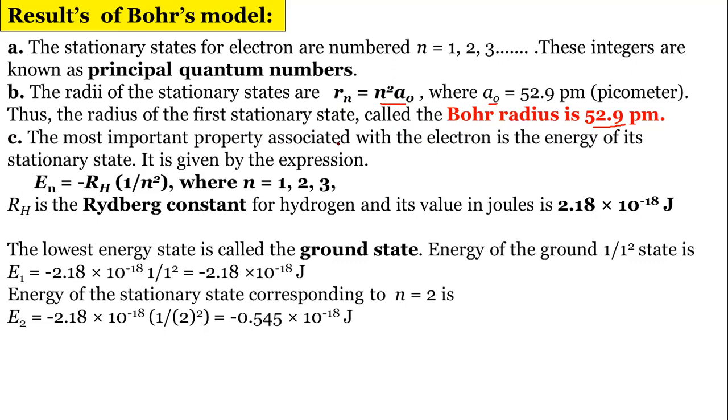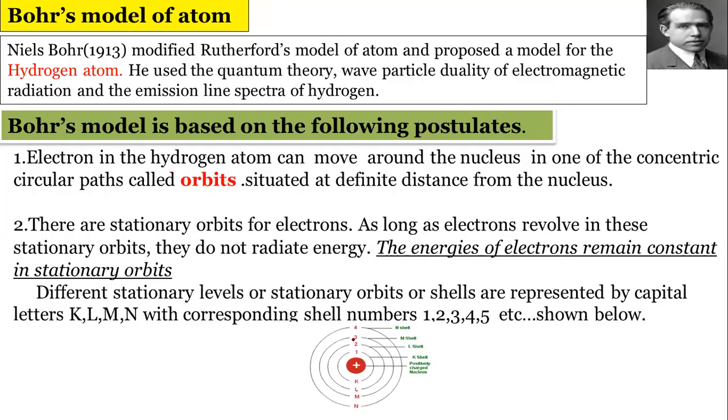द मोस्ट इम्पॉर्टंट प्रॉपर्टी असोसिएटेड विथ द इलेक्ट्रॉन इज द एनर्जी ऑफ इट्स स्टेशनरी स्टेट. आता एनर्जी कशी काढलेली बघा, एनर्जी इज इक्वल टू मायनस R_H इंटू ब्रॅकेट 1 डिवाइड बाय n स्क्वेअर, वेअर n इज दिस प्रिन्सिपल क्वांटम नंबर 1, 2, 3, and R_H. हा प्रिन्सिपल क्वांटम नंबर काय सांगतो ते पुढे येईल. एनर्जी लेवल असते, म्हणजे इलेक्ट्रॉन कुठल्या शेलमध्ये प्रेझेंट आहे, इट इज डिनोटेड बाय द प्रिन्सिपल क्वांटम नंबर.